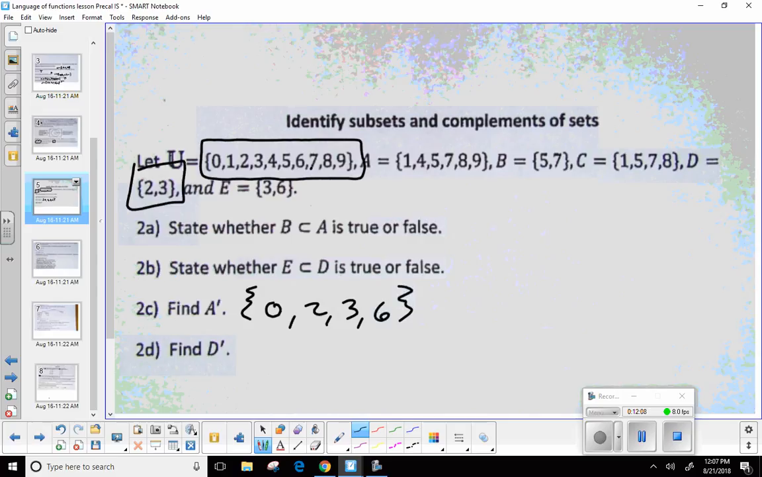Yeah. What are the only ones we have to throw out? 2 and 3, because they're in D itself. So I want 0, 1, and then I want 4 through 9: 4, 5, 6, 7, 8, 9. Is this making sense? Do we want to do another one, or do you feel confident? Okay. Then let's see what else we've got.